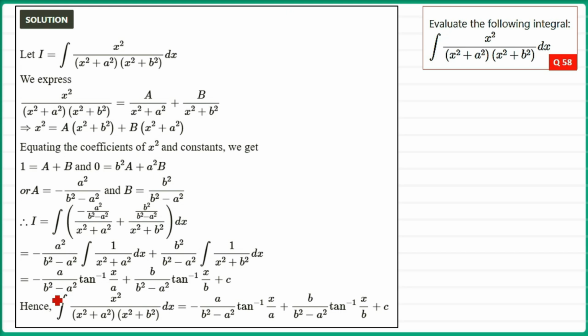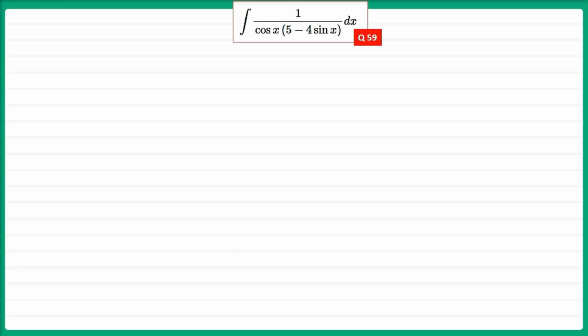Actually, we have done a question like this earlier, but we cannot skip every question, otherwise candidates or audience will get angry.